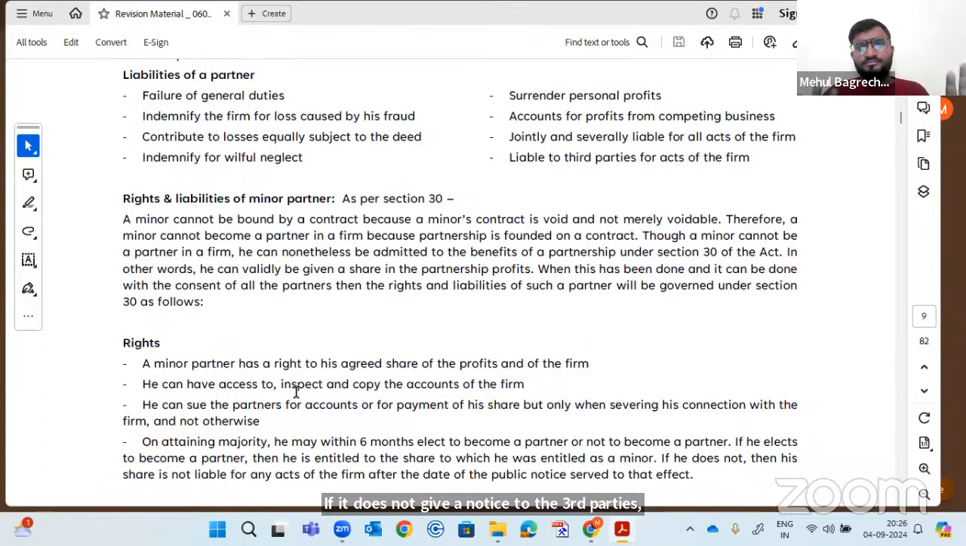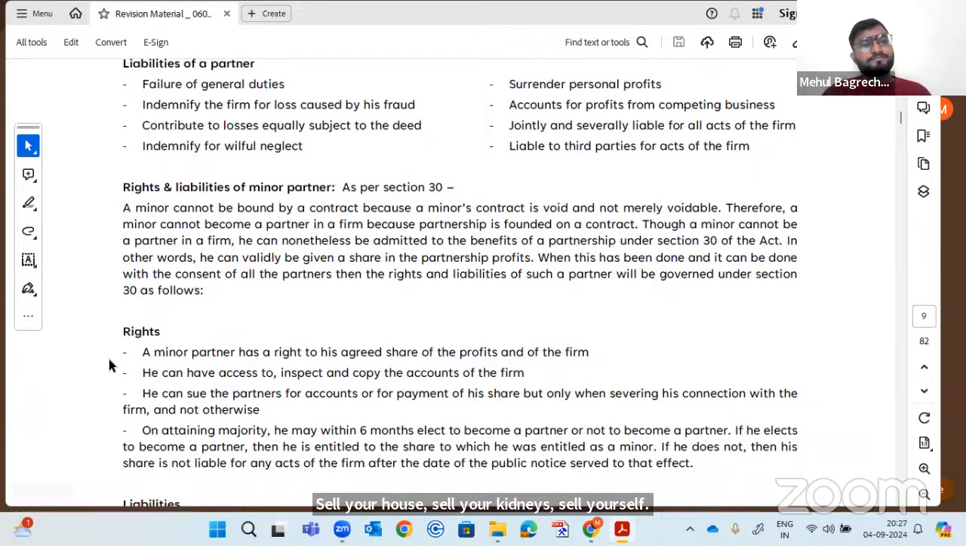in the partnership firm. Once he continues in the partnership firm, he will be responsible for all the debts and the obligations of the firm. His profit share will be as it was before turning major. And he will be personally liable for all the debts and obligations. Sell your house, sell your kidney, sell yourself, bring the money. This is the whole discussion about minor partner.